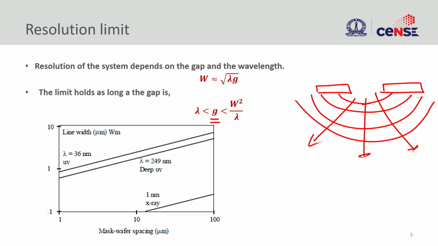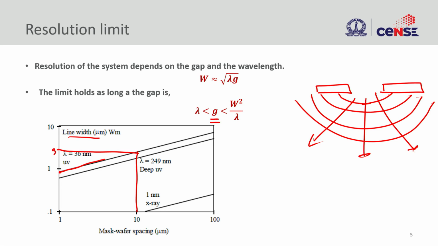So, for a given wavelength, right, we can trace this 365 nanometer plot. As you increase the gap between your mask and your wafer, you are going to increase the line width, right. So, for instance, if the spacing is 1 micron, I will get approximately 900 nanometer, right. If I increase it to about 10 micron, now my structure width is going to be about 3 micron, let's say, right.